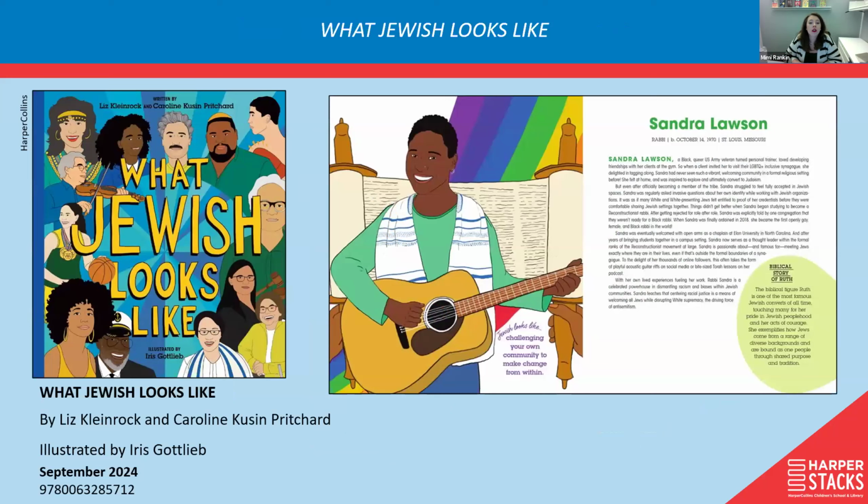All right, we have got What Jewish Looks Like. This is a really beautiful title. Celebrate the diversity of the Jewish diaspora with this engaging middle grade anthology of illustrated biographies of 36 Jewish luminaries of all races, ethnicities, genders, nationalities, and identities from across many centuries. This is compiled by anti-bias, anti-racist educator Liz Kleinrock and author Caroline Pritchard.